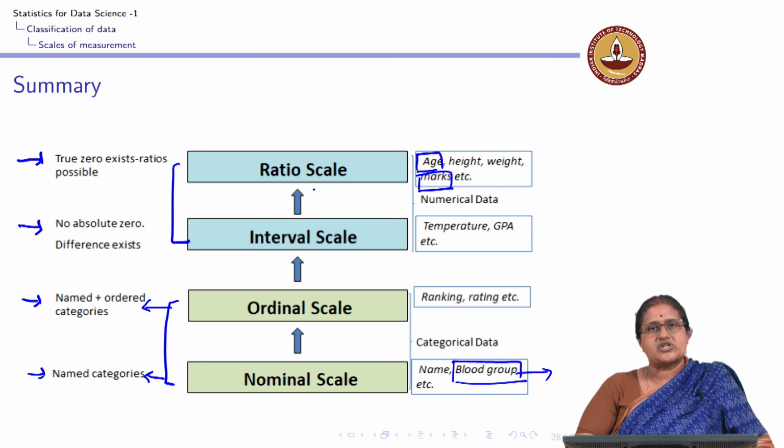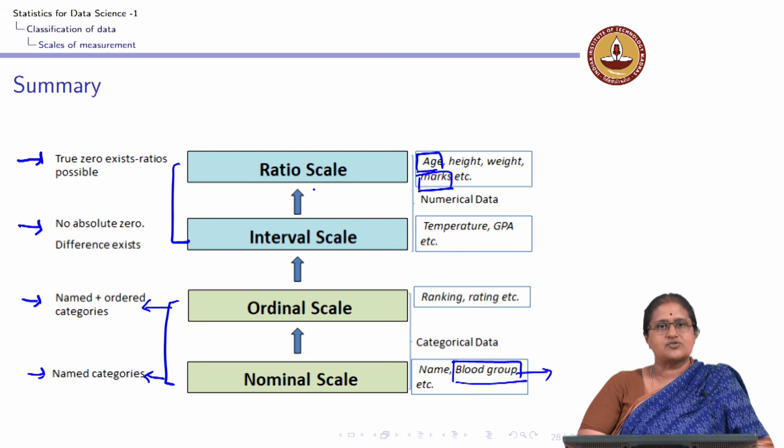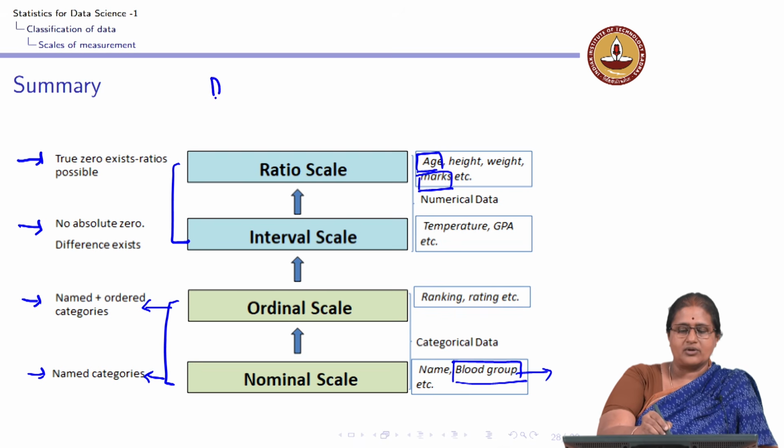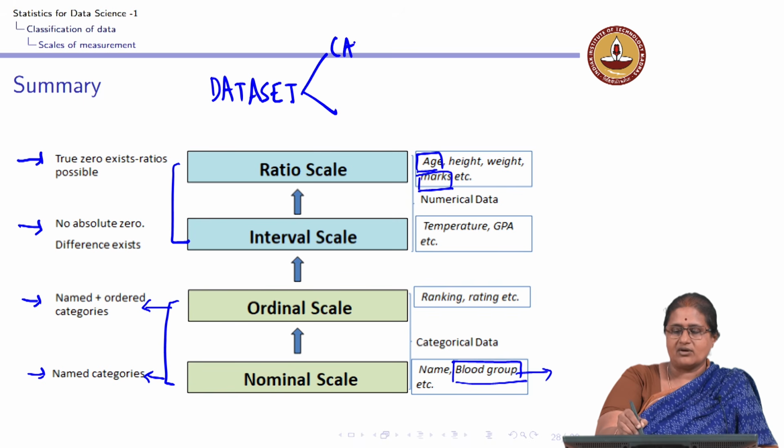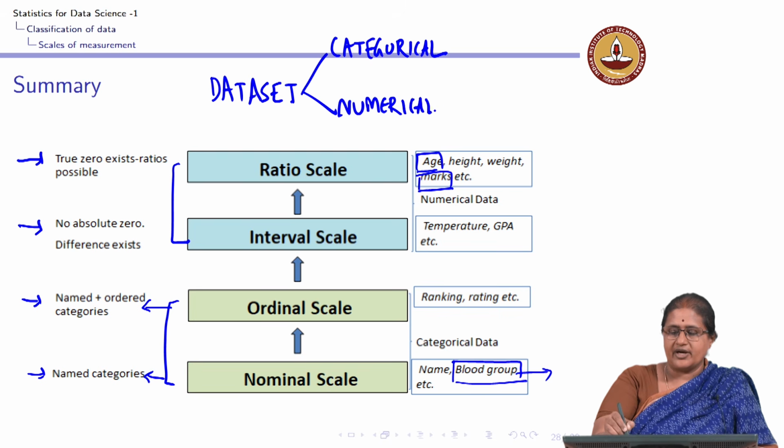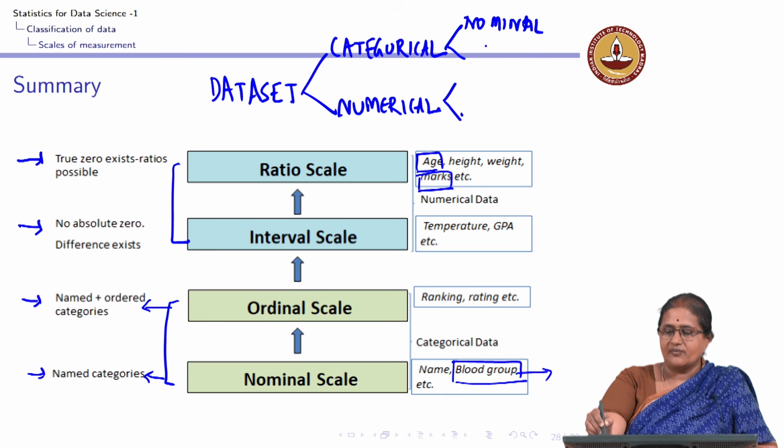So, with this we stop this module. At the end of this module, you should be able to look at a data set which is very well organized, identify variables as categorical or numerical, and once you are able to identify these variables, further look at what the scales of measurement are, whether it is a nominal, an ordinal, an interval or a ratio scale of measurement.